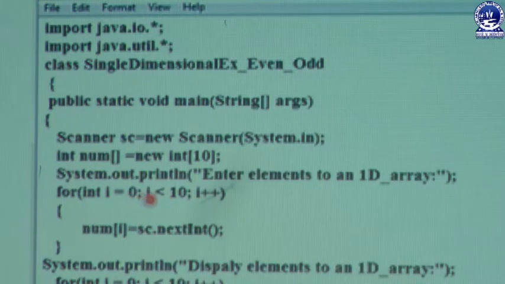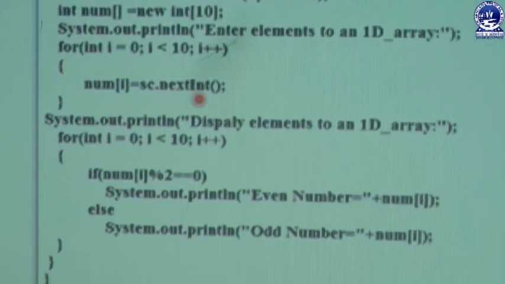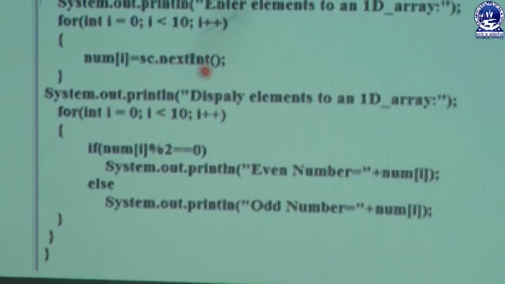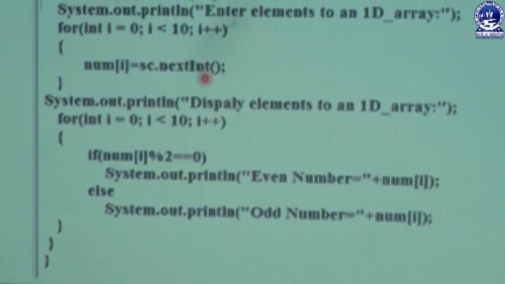For i equal to 0, 0 is less than 10, condition true, then control shifts to the next statement, norm of i, meaning norm of the 0th position. In that position we are going to input elements at the time of execution. By using the nextInt method, we can dynamically give input through the keyboard to the norm array at the 0th location.